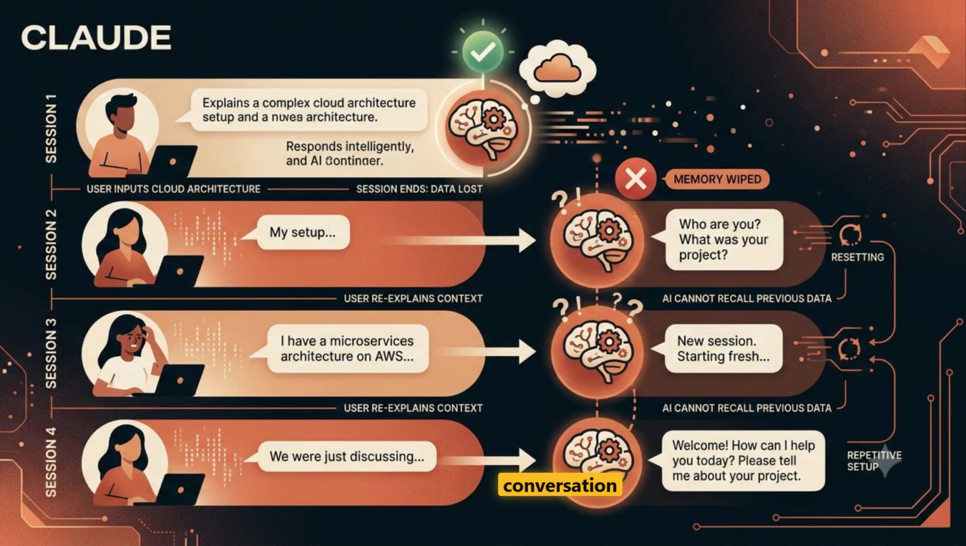Stateless model architectures delete conversation history every time an API session ends. On the far left of the timeline under the Claude logo, you can see session 1 where you explain a complex cloud setup and get a sharp, accurate response. But follow the line across to the right, and the memory wiped icon shows what happens the moment that request finishes. An LLM is like a genius with amnesia who reads a book, gives a brilliant summary, and then immediately forgets they ever read it.